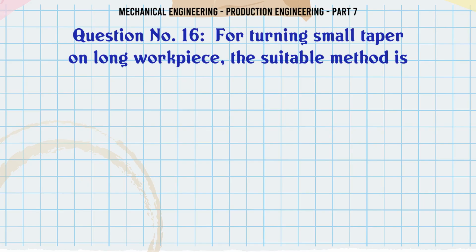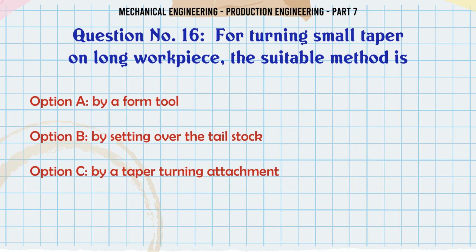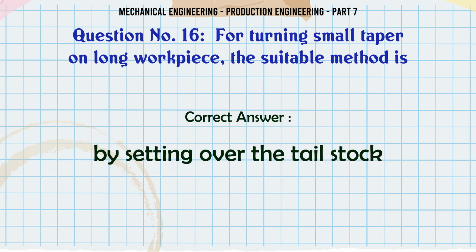For turning small taper on long workpiece, the suitable method is A) by a form tool, B) by setting over the tailstock, C) by a taper turning attachment, D) by swiveling the compound rest. The correct answer is by setting over the tailstock.